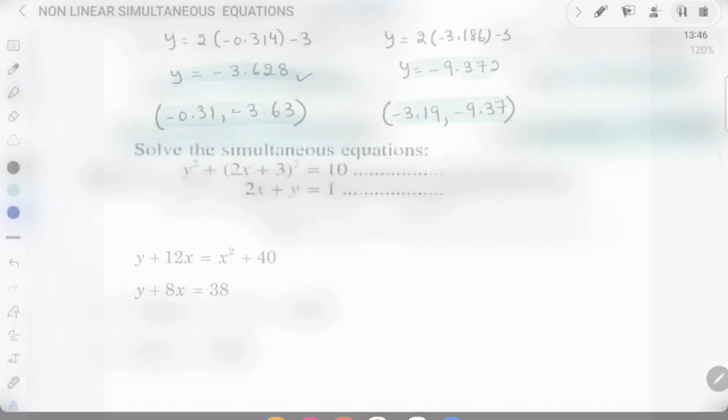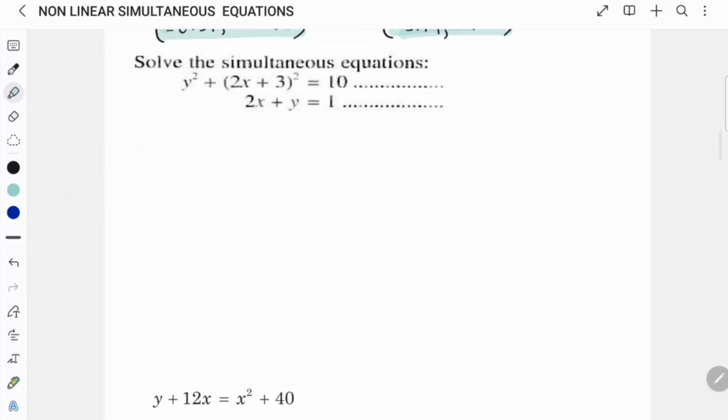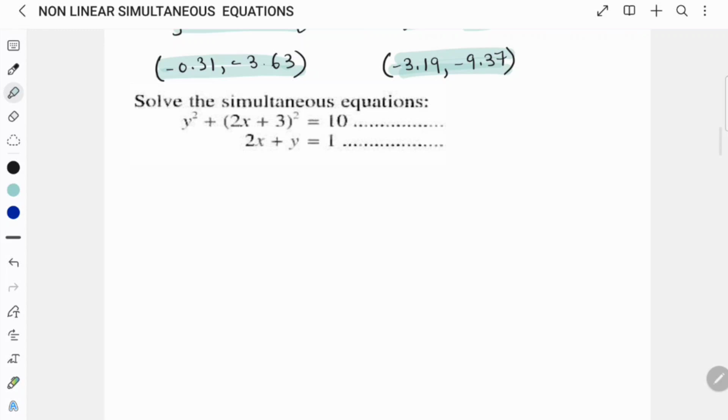Alright, now coming to the next one. Solve the simultaneous equations, that is y square plus 2x plus 3 whole square equals to 10 and 2x plus y equals to 1. Obviously the first equation is your quadratic equation and the second is the linear equation. Y has one coefficient, so easy for us. So what do? We just find out the value of y is equals to 1 minus 2x.